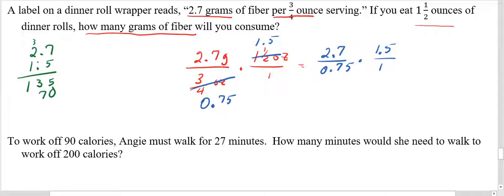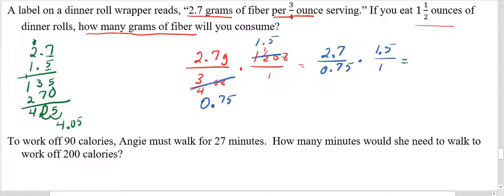1 times 7 is 7. 1 times 2 is 2. Add 5. 7 and 3 is 10. So carry my 1, 2, 3, 4. I've got 2 decimal places because I got 1 here and 1 here, so that's a total of 2. Move my decimal 2 places to the left, so I have 4.05.